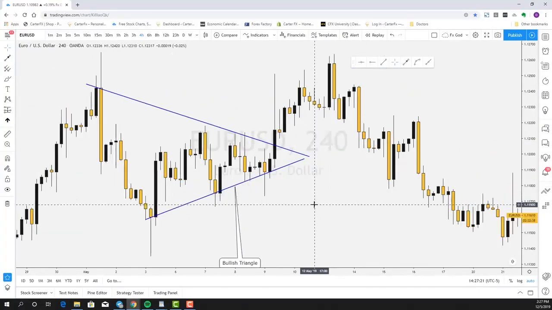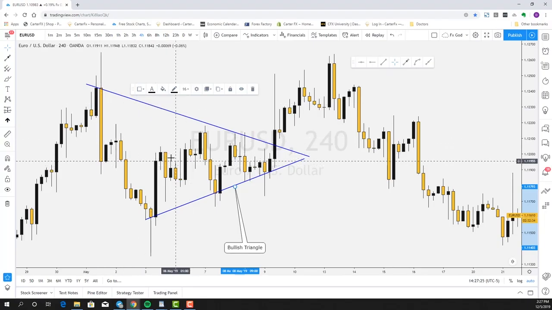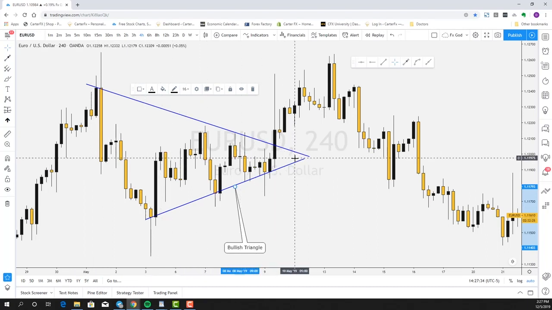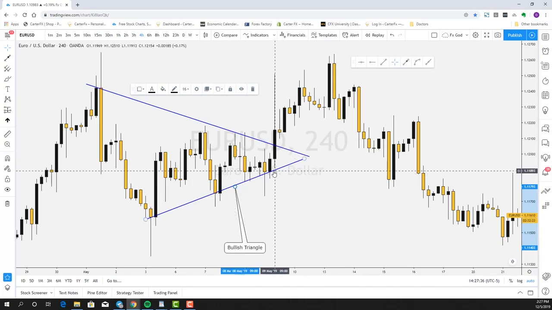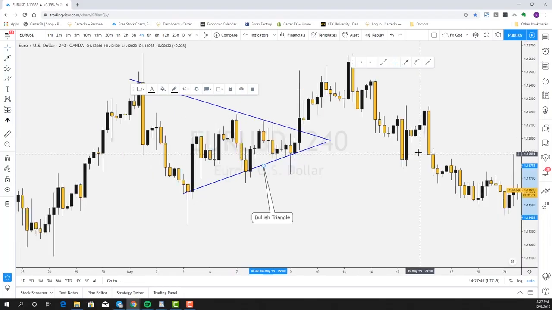Here we have the bullish triangle. The bullish triangle is typically observed by price rotating up and down as it funnels its way into the edge of the triangle, right into the apex of it. And then from there, typically you'll see price explode to the upside and continue that upwards movement.